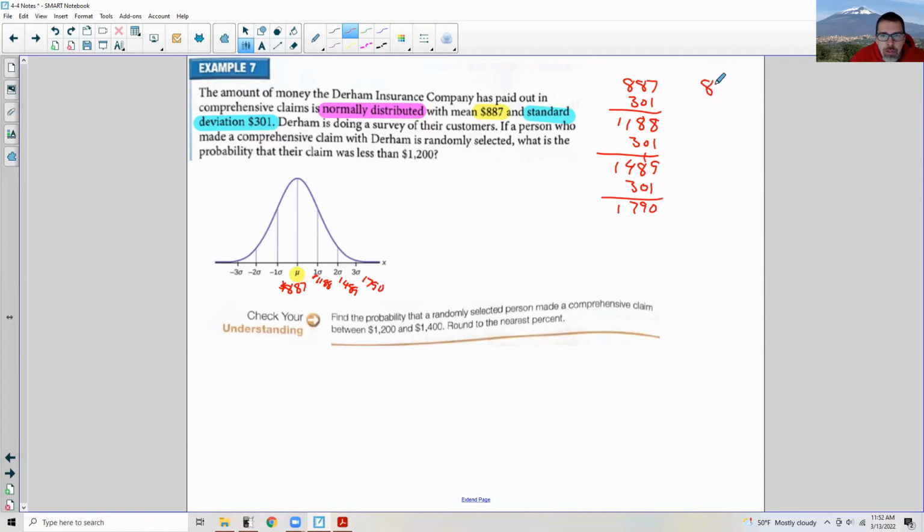Now going the other way, one standard deviation negative would be 887 minus 301, which would give me 6, 8, 5. So this is 586. I'll change colors for this side. 586. Not very neat. Let me try that again.